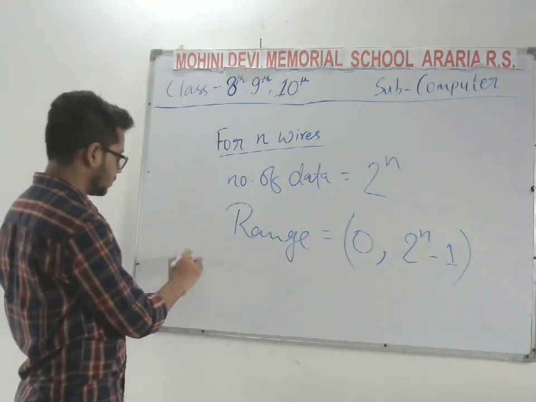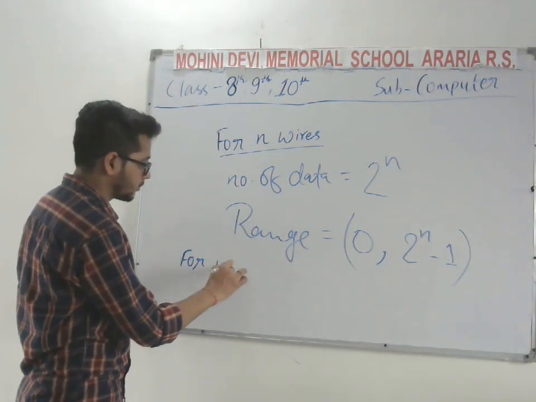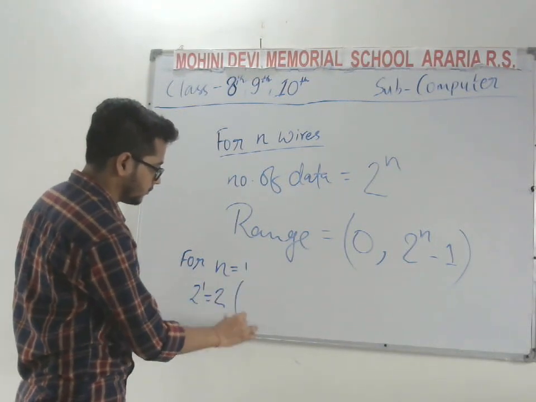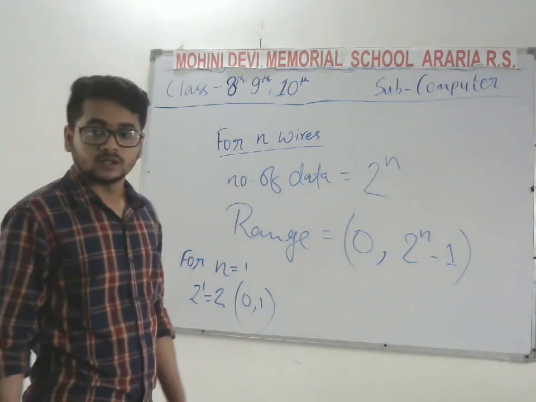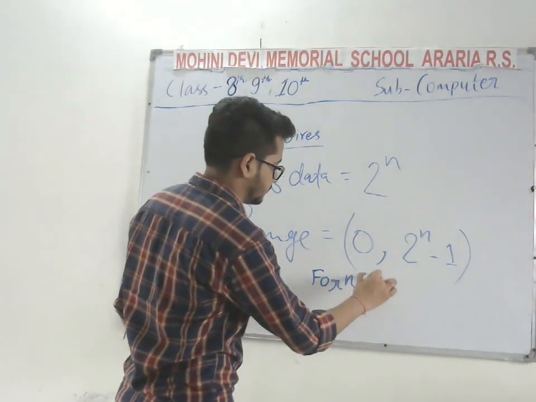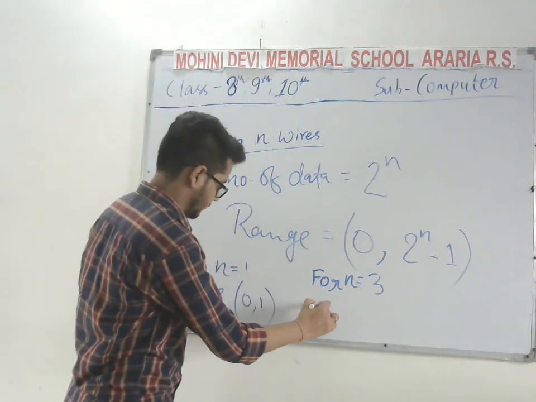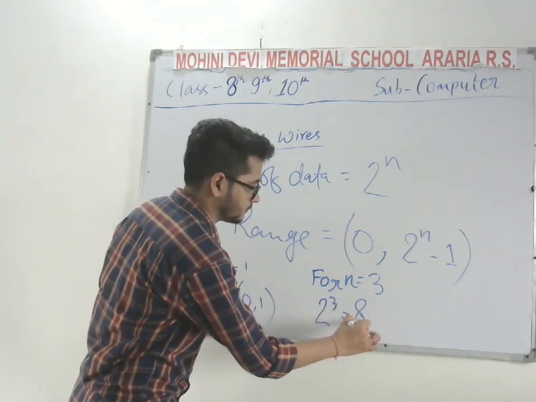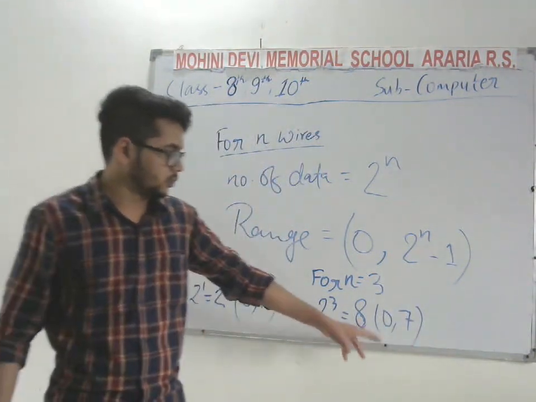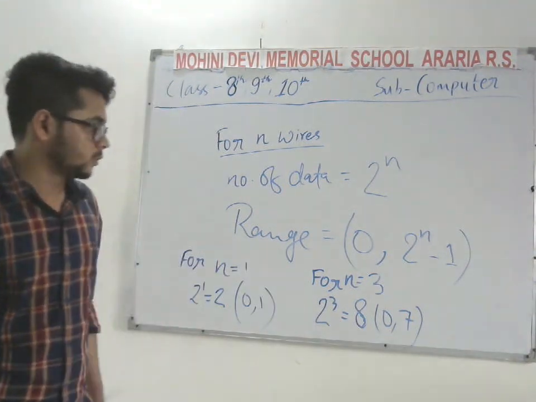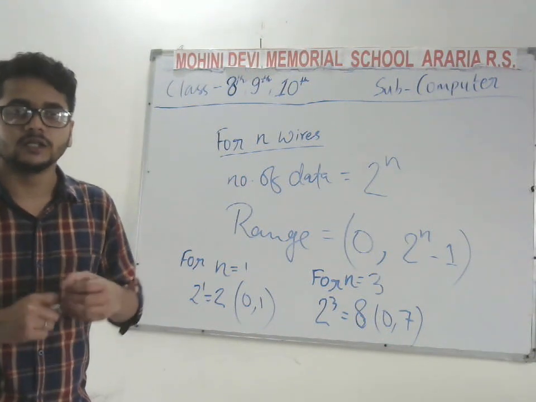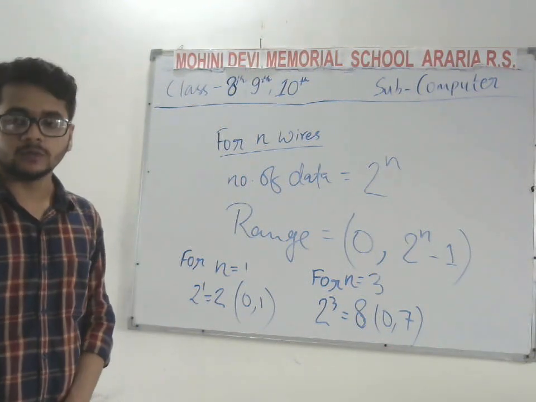So for n equal to 1, we had 2 to the power 1 equal to 2 data, which were 0 and 1. Right? Let's calculate for n equal to 3: we have 2 to the power 3 equal to 8, so the data will be from 0 to 7. In this way we can create different numbers of possibilities using different numbers of wires.